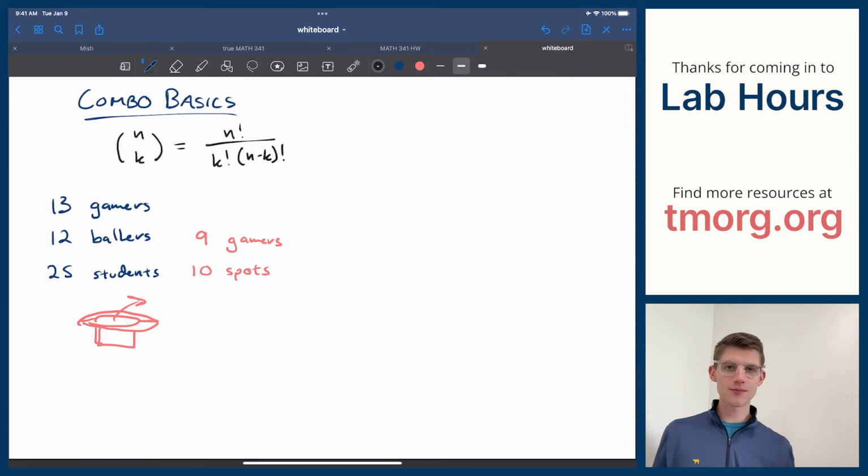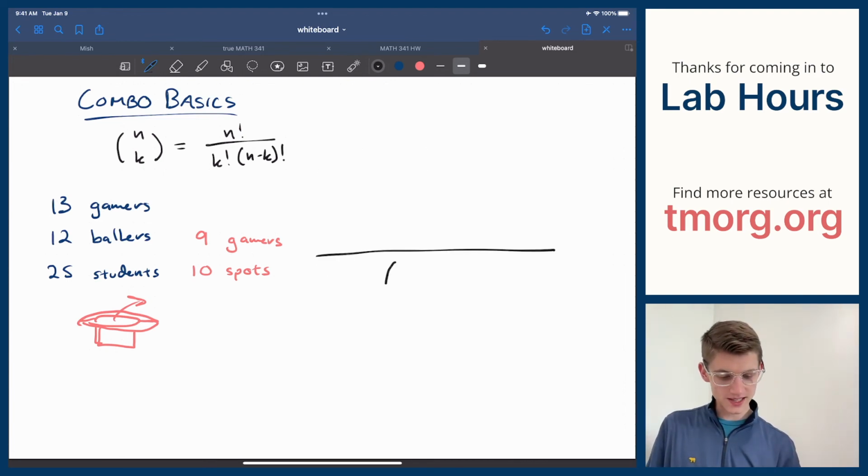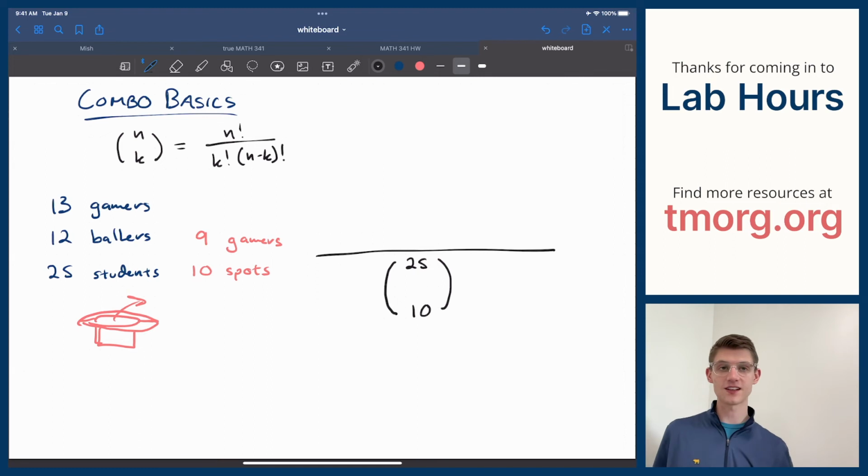Or maybe you're a little bit suspicious of the gamers, and maybe you think they might have rigged the hat pull. So let's just take a look, all right? How can we use this as a general probability thing? Well, the first thing that we need to do is establish some kind of universal set. In this case, that universal set is going to be the number of ways that you can randomly assign 10 students to the spots on the student council from the 25 in the class.